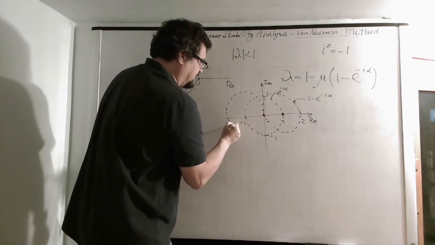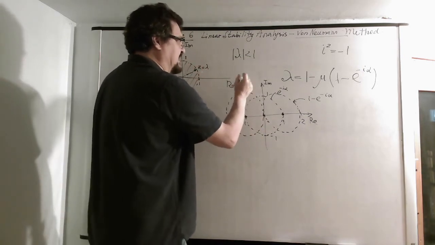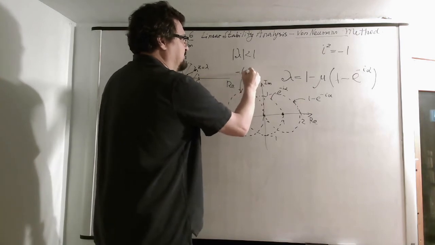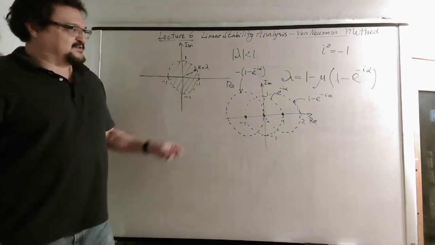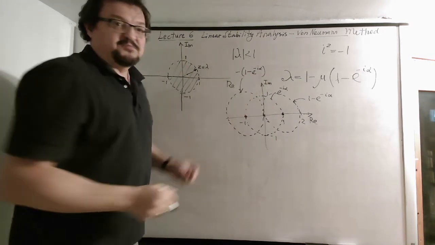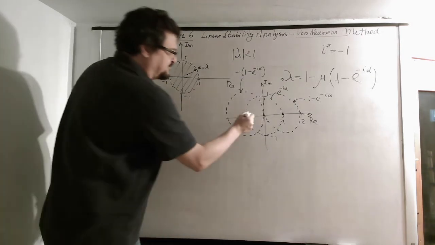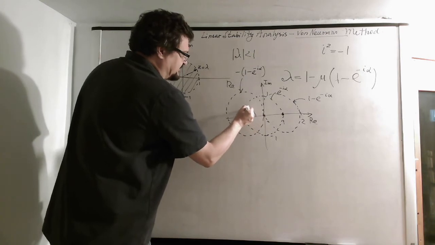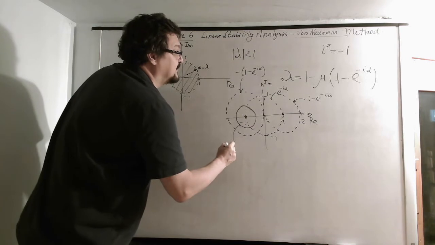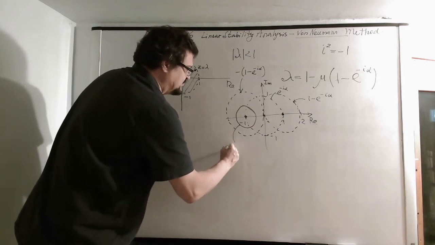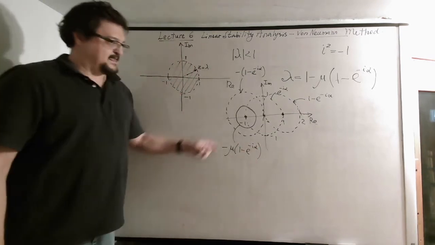centered at -1. So this one now becomes -1 minus e to the minus I alpha. And of course we multiply it by mu, and mu can be from 0 to whatever. It's a positive number, but it can be anything. So for some arbitrary mu, we conclude that this is your minus mu, 1 minus e to the minus I alpha, this circle.